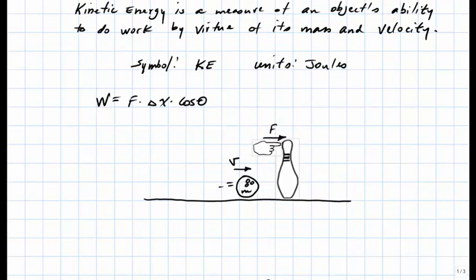We are now going to derive the kinetic energy formula. Specifically, we're seeking a formula that can predict the amount of work that this bowling ball can do by relying on the velocity and the mass exclusively. And in order to derive this formula, we're going to introduce an example where a baseball is being caught by a catcher.